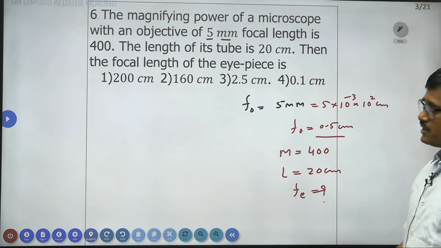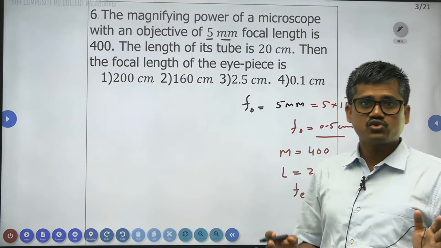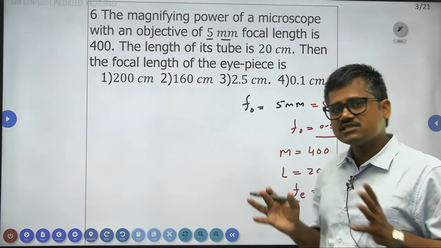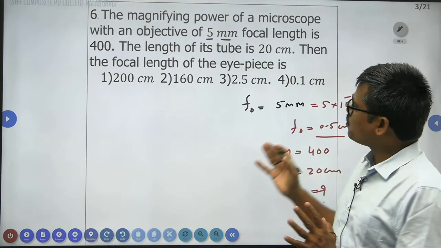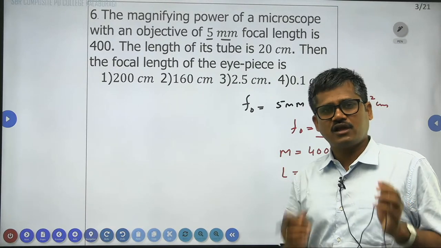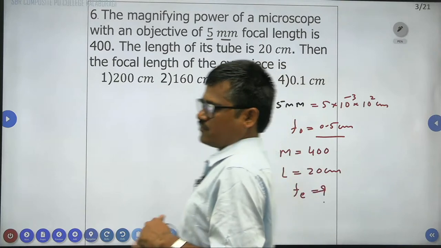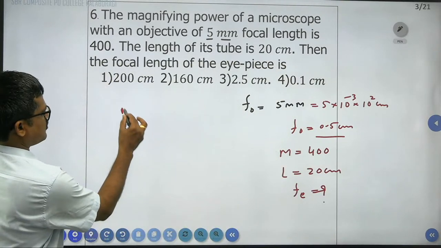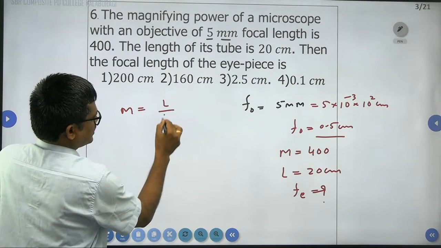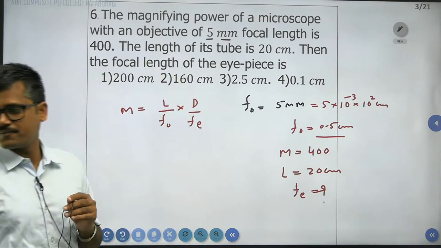Okay. So you know the magnifying power formula for a microscope, when the image is formed at the least distance of distinct vision and when the image is formed at infinity. But here nothing is given. They have not said anything like whether the final image is formed at the least distance of distinct vision or infinity. At that time, what you have to do? You should take the final image formed at infinite distance. With that, I can go to a formula. What is the magnifying power formula if the final image is formed at infinity? It will be L divided by focal length of objective, times D divided by focal length of eyepiece. You know it already. Got this one.